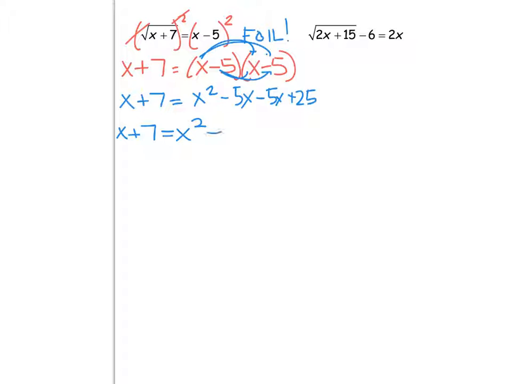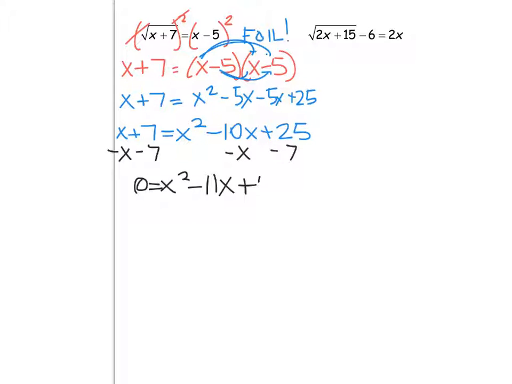So we can start by combining the negative 5x and the negative 5x and getting negative 10x. And we'll notice, hey, I have an x squared, so I'm going to have to make this equal to 0 and factor or use the quadratic formula. So this time it's easiest to move these to combine them with their like terms. So x squared minus 11x plus 18.